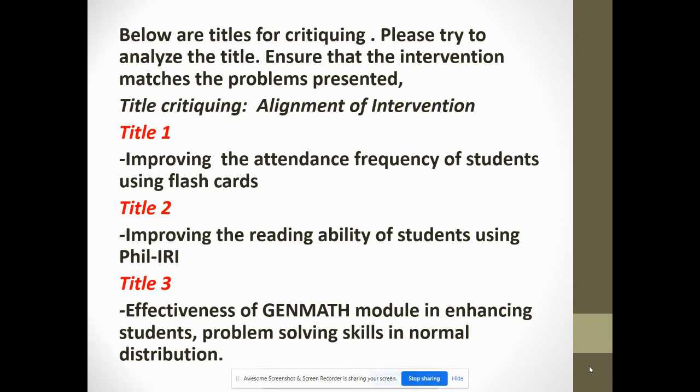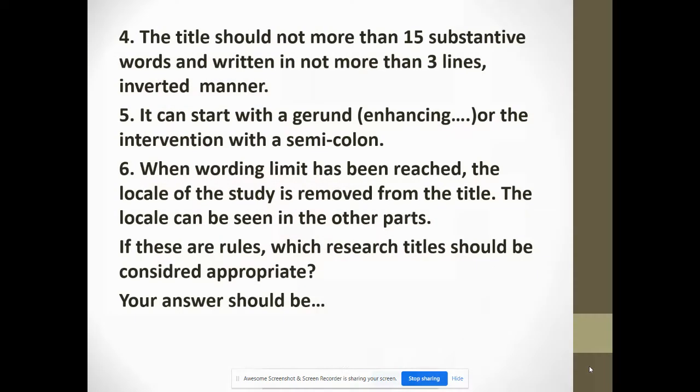Then number 2, improving the reading ability of students using Phil-IRI. That is not much because Phil-IRI is not an intervention. It is a reading assessment. Then number 3, effectiveness of GenMat module in enhancing students' problem-solving skill in normal distribution. That is not much because normal distribution is a topic in statistics, not in general mathematics.